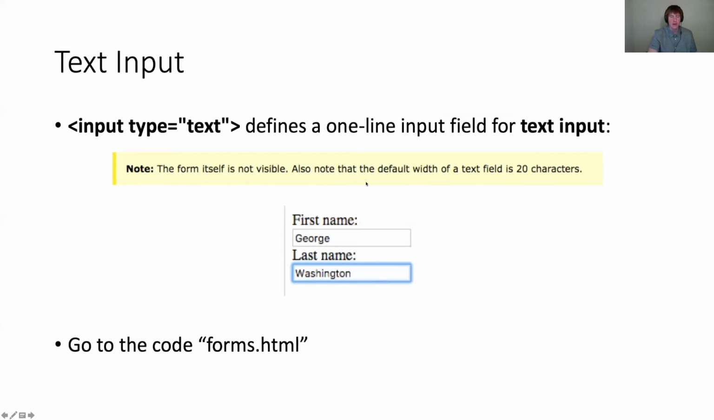The other thing you're going to want to note is the default width for a text field is 20 pixels. So if I put input types text, you'll see 20 pixels in length here. That doesn't mean you can only type 20 pixels. What that's saying is you're only going to be able to see 20 pixels at a time. So let's go to the forms.html, and we'll take a look at these examples in the code.